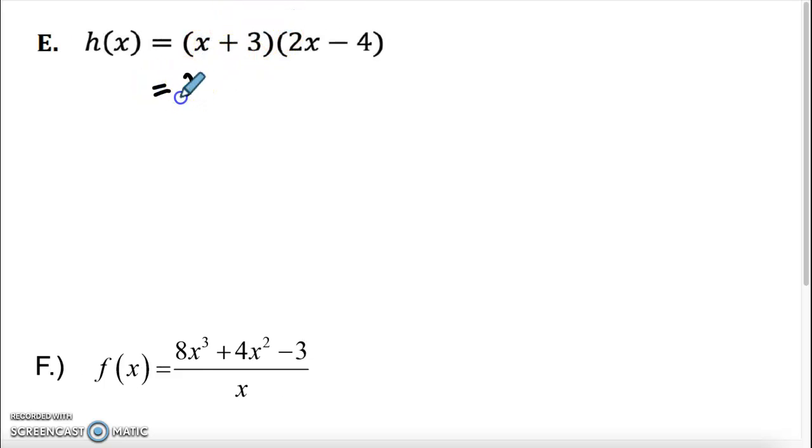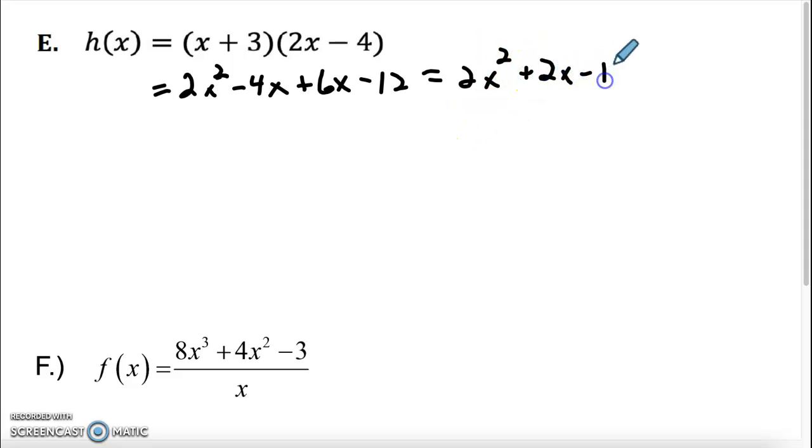So I can multiply x times 2x, get 2x squared, x times negative 4 would be negative 4x, 3 times 2x would be 6x, and 3 times negative 4 would be negative 12. So that would just become 2x squared plus 2x minus 12. So now I can take the derivative. I can use the power rule to take the derivative of each individual piece.